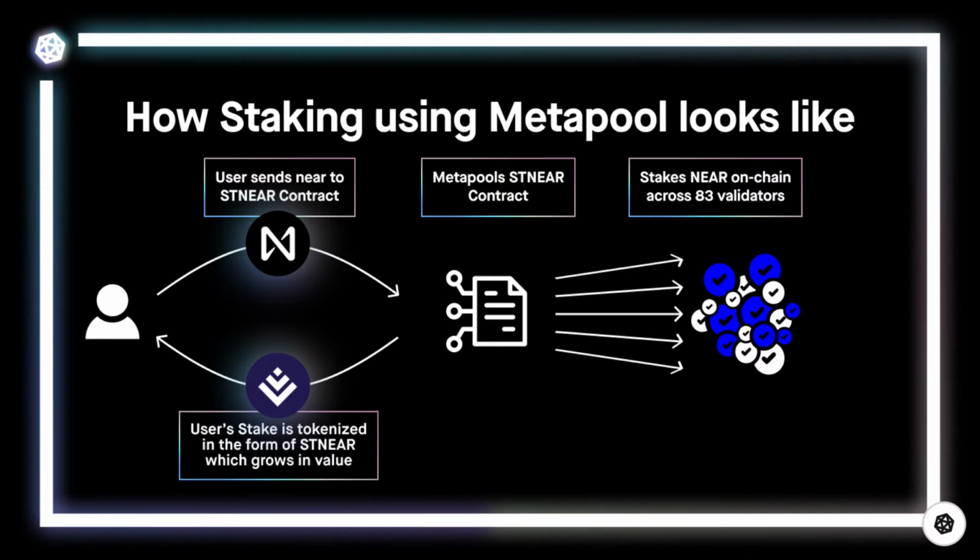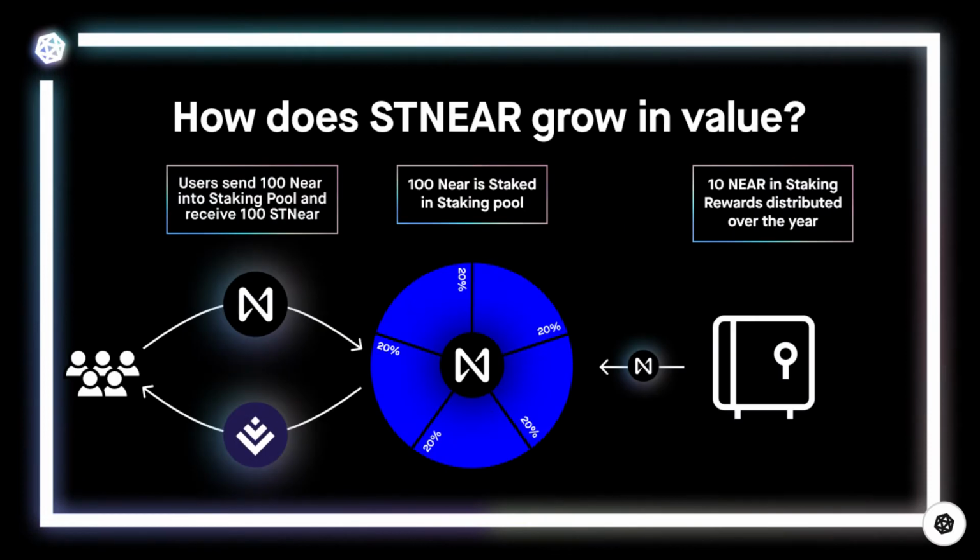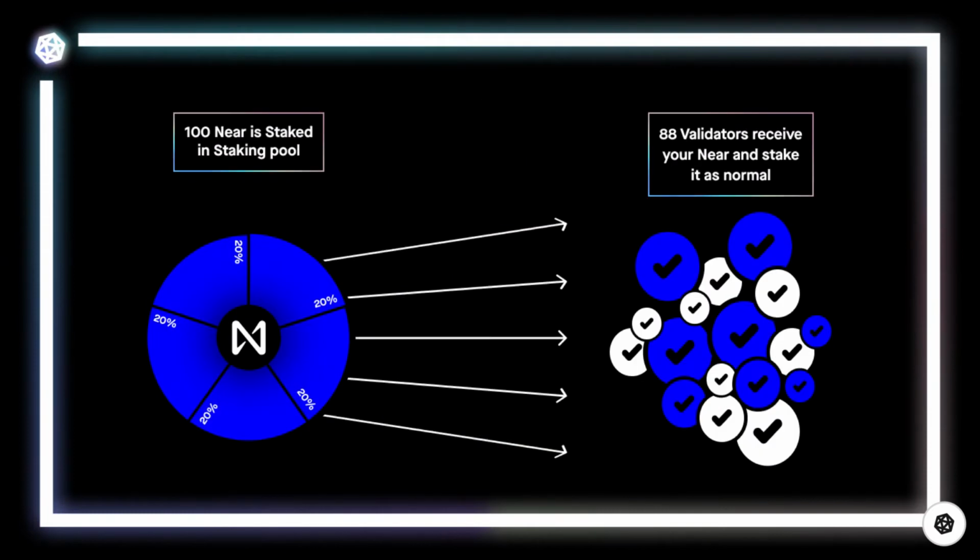Let's quickly run over how the Metapool StNia contract works and how it can improve your experience staking on the StNia ecosystem. You, as a user, send your StNia to the StNia contract. To simplify this, let's boil it down to 5 different stakers who want to use the StNia contract. Each of them is going to deposit 20 StNia into the contract and receive some StNia in return. These 100 StNia then get distributed to 88 validators who are associated with the StNia contract.